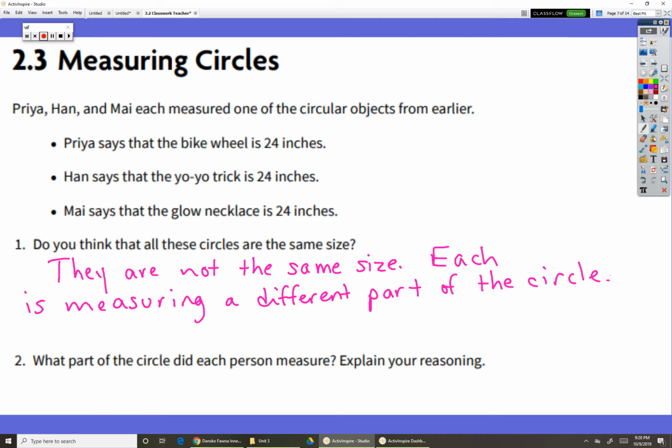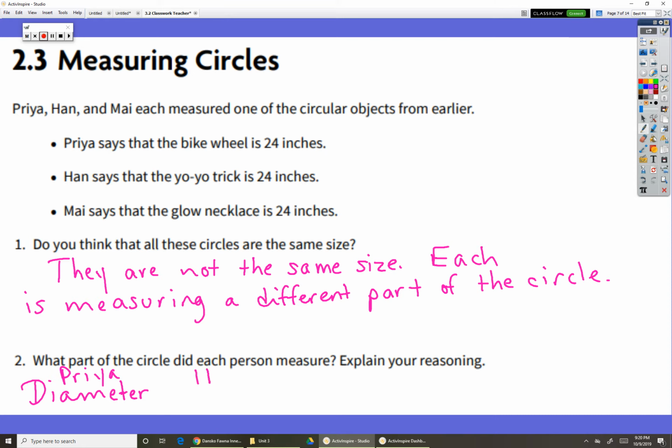Now, which part of the circle did each person measure? Explain your reasoning. For Priya, you should have come up with that she was measuring the diameter of the bike wheel. If the radius of the bike wheel was 24 inches, then the diameter would be twice as big. It would be 4 feet across, and that's just too big for a bike wheel. So 24 inches is 2 feet, which is a reasonable length across for a bike wheel. So the diameter is what Priya measured.